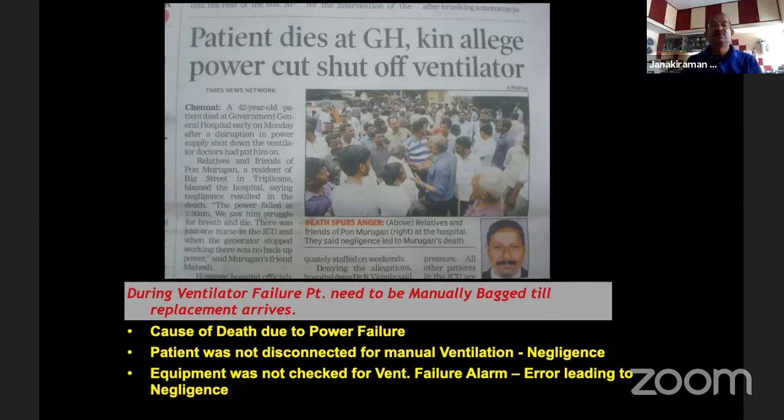Cause of death is power failure. The patient was not disconnected immediately for manual ventilation. There are Ambu bags available. So that was not done. At least they should do manual ventilation. They've got standby ventilators. You do a manual Ambu bag, wait for an alternate machine and connect the patient onto an alternate standby machine. This patient would have survived. Equipment was not checked for its performance. Error leading to negligence.